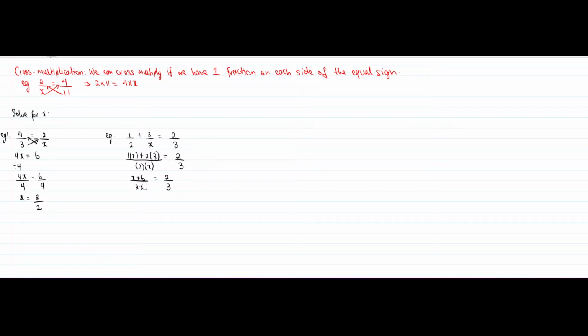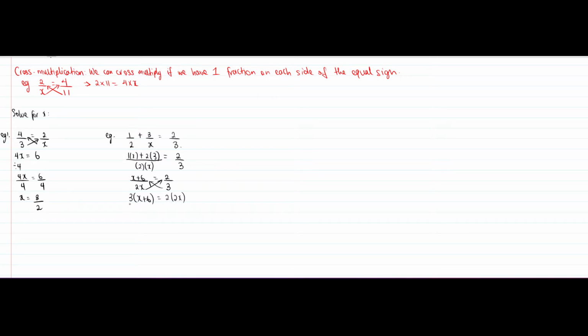Well, I can cross multiply. You go by you and you go by you. Now my denominator 3 will multiply by my entire numerator x plus 6. So this will be 3 into x plus 6 is equal to 2 into 2x.